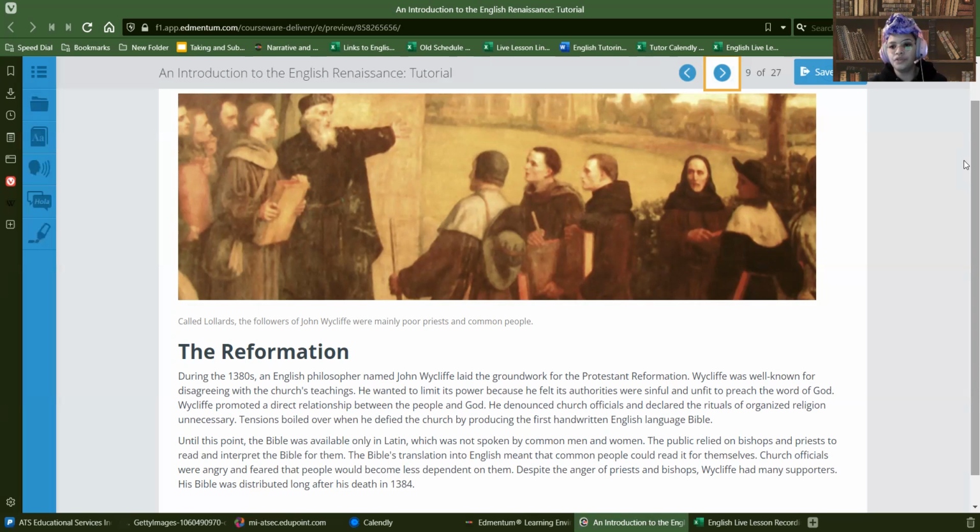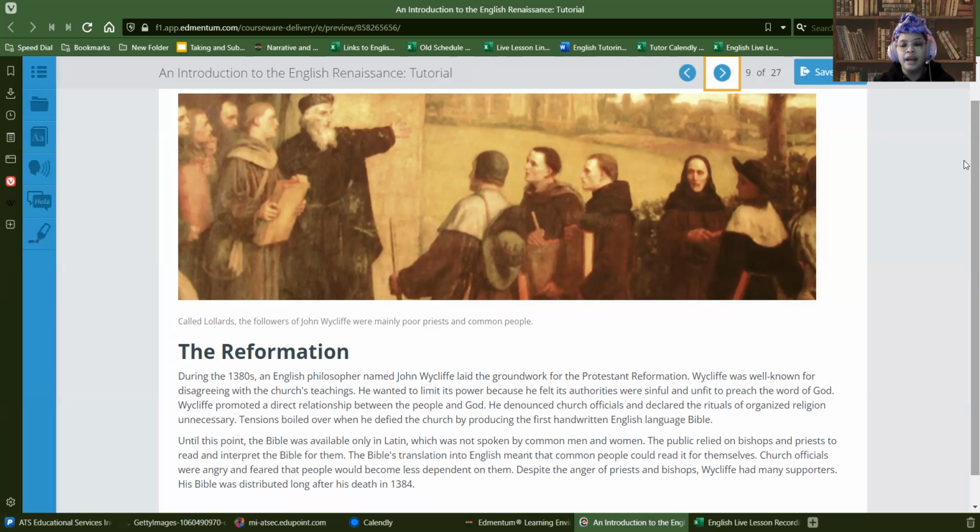Wycliffe denounced church officials, and he basically said that the rituals, so like pardoning, being forgiven, coming to the church, all the stuff that the church told you to do, was unnecessary if you had your own personal relationship with God. If you could find someone local who understood Latin and Greek, who could break down the Bible for you and give you the information that you need, that you don't have to go through these people who are clearly corrupt and not looking out for your best interests, is pretty much what he was telling people.